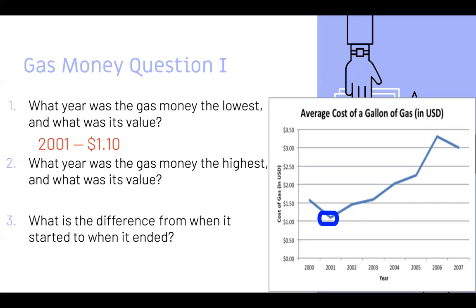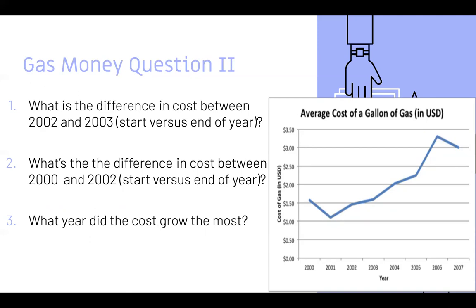What year was gas money the highest and what was its value? Well, we can see that was in 2006 at $3.25 all the way up the top. And if we want to know the difference from when it started, it would be approximately $1.45. That top value subtracted by that lower value. That value at approximately 3 and that value at approximately $1.50.